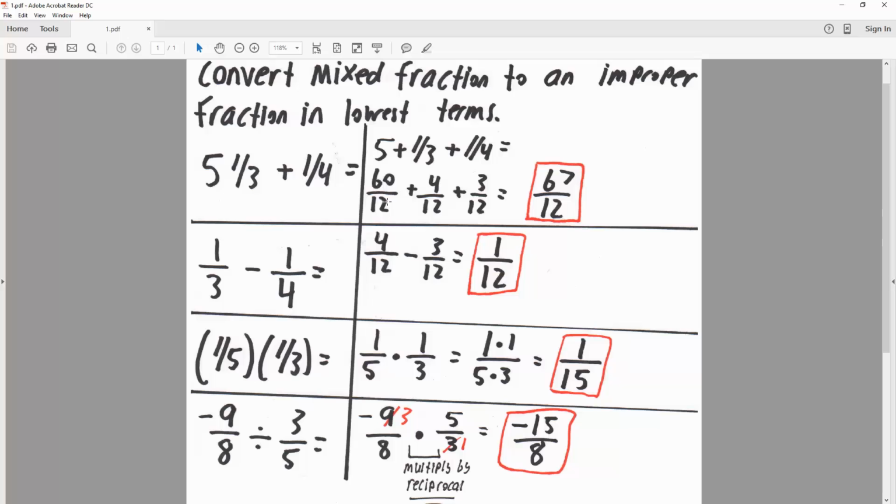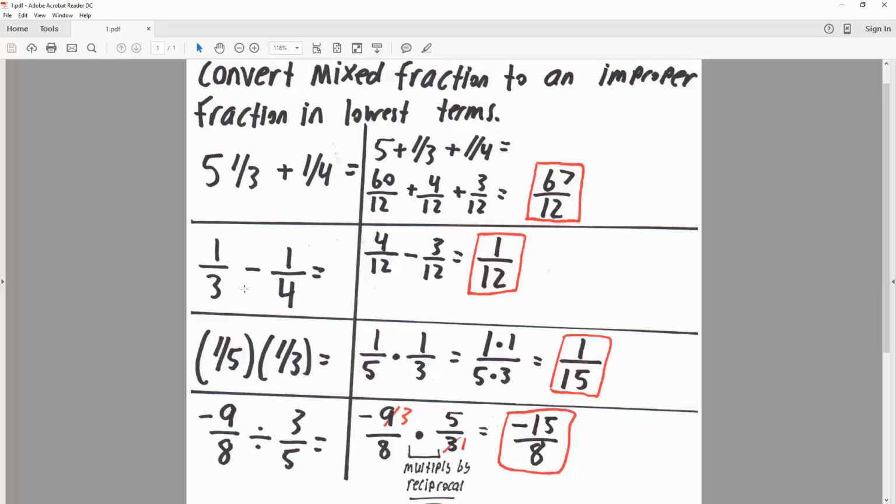So now that we have the common denominator, we simply add. So 60 plus 4 plus 3 is 67 divided by our common denominator of 12. So our final answer for this would be 67 divided by 12. Now, this was an example for addition.